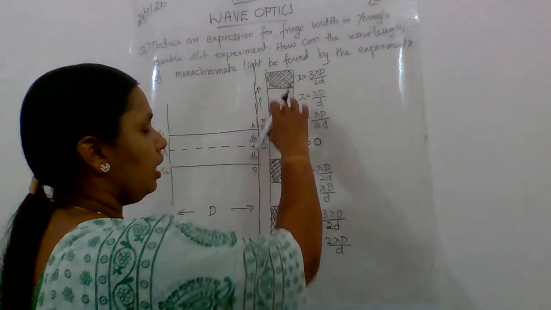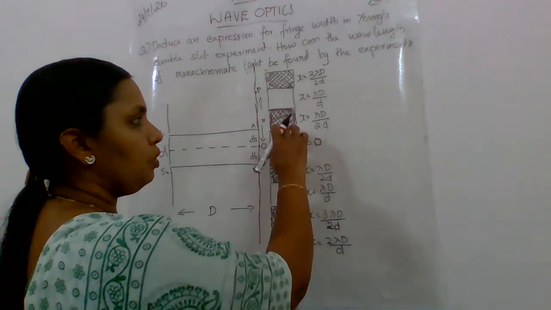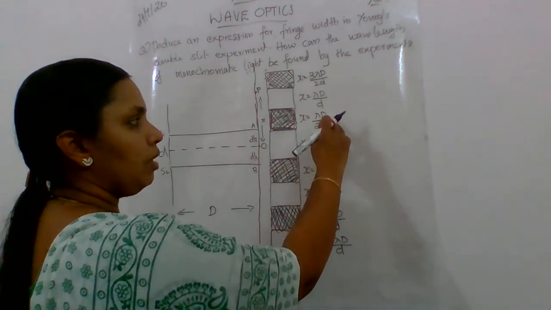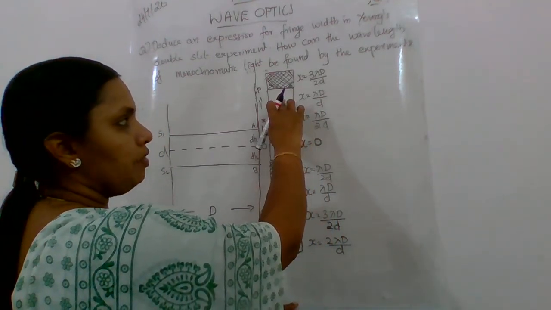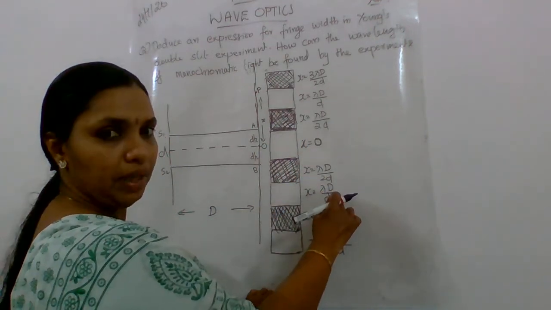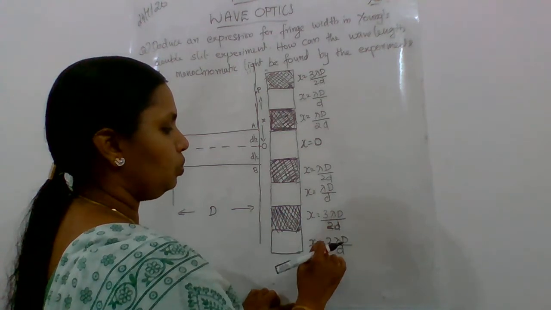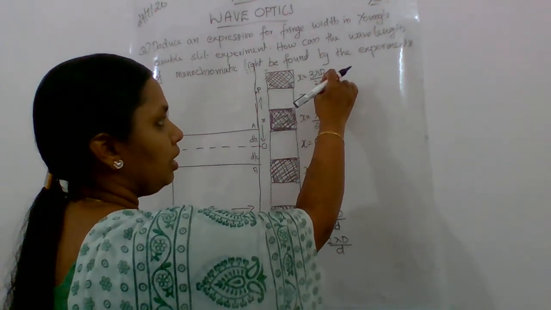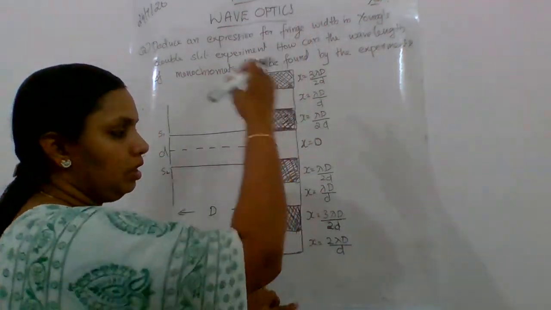So here it is the enlarged form of this. Central bright is at x is equal to 0. First dark is at x is equal to λD by 2d on both sides. And next, first bright is at x is equal to λD by d. Next, second dark is at 3λD by 2d, also on both sides. Second bright is 2λD by d. It will go on both sides.